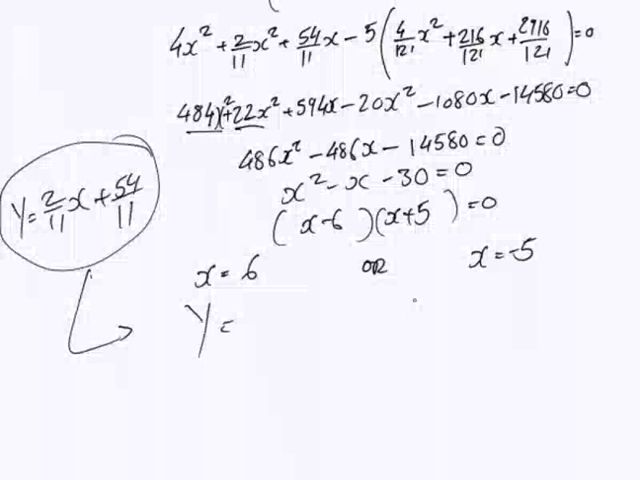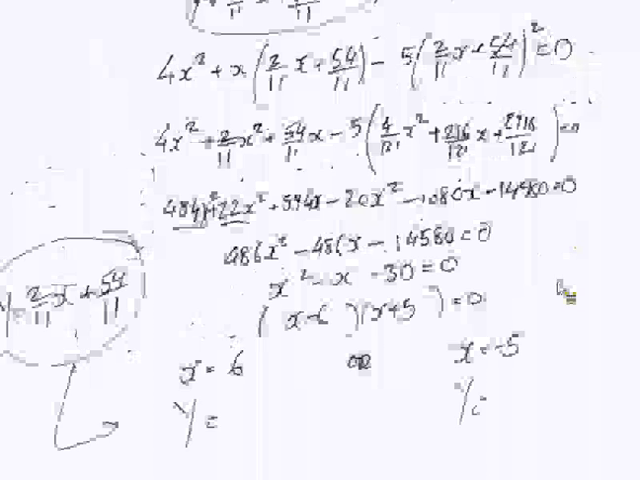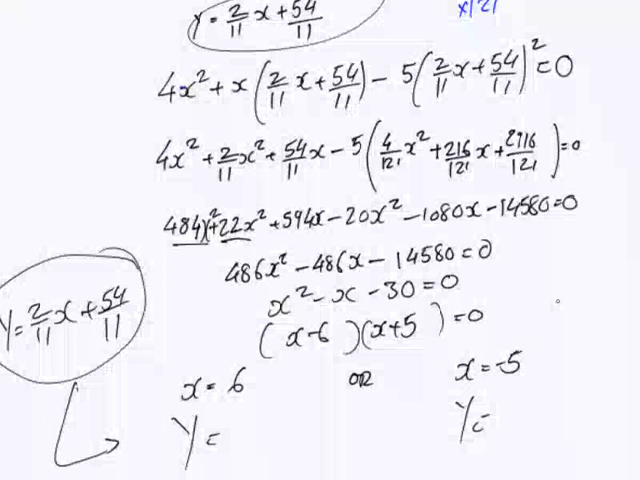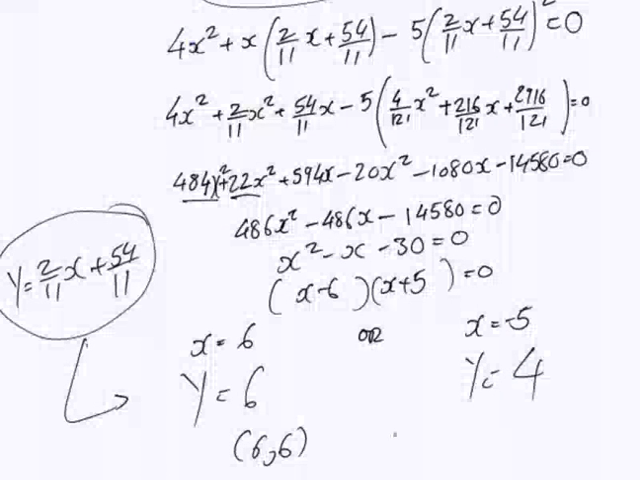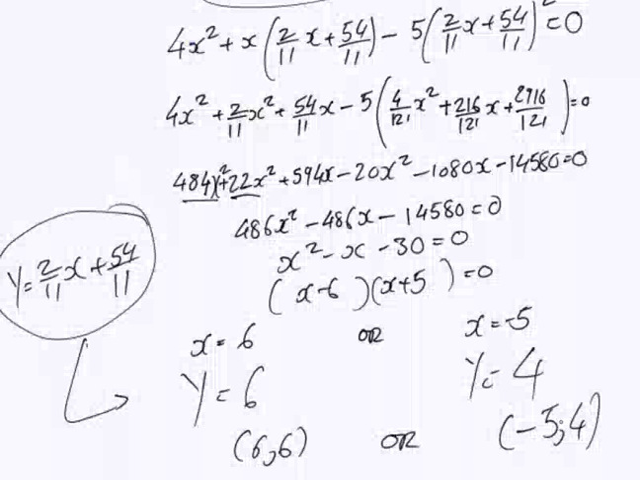Equals 0. Okay, now I will multiply everything by 11 to make it easier. So 11 multiplied by 4 is 44, isn't it? And then 2 over 11 multiplied by 11 is 2x. Here, x squared. 54 over 11 multiplied by 11 is 54.